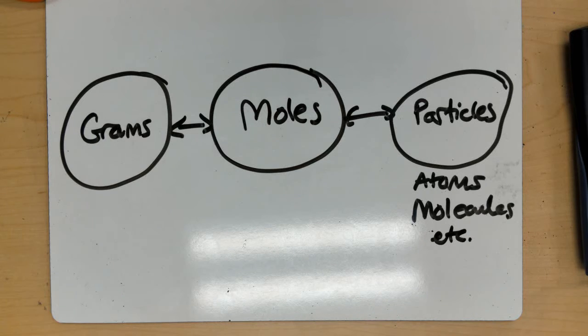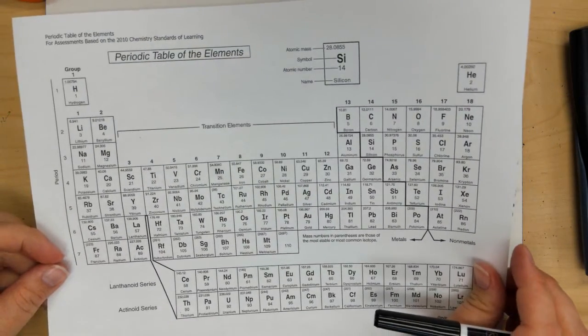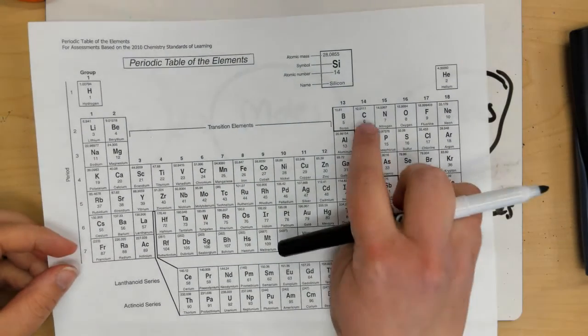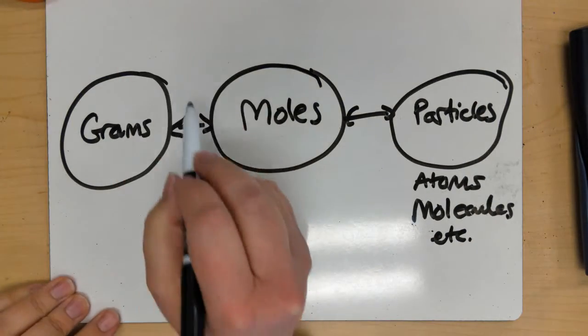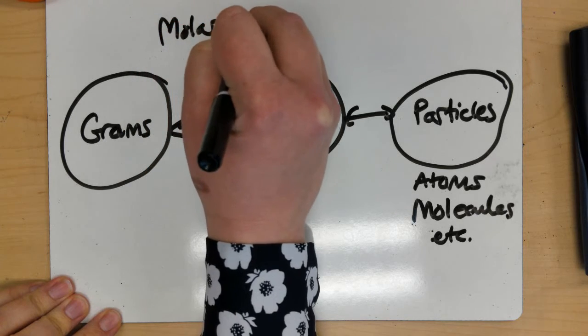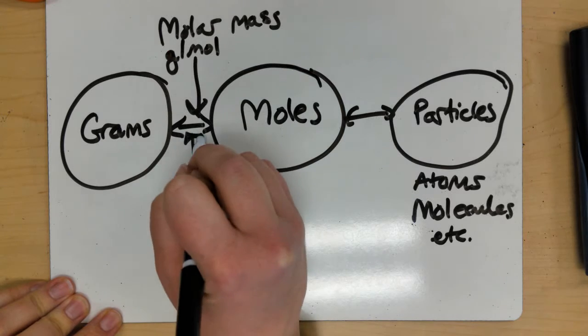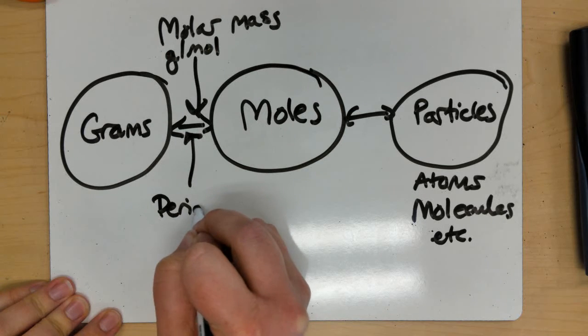Now, if we want to convert from grams to moles, for that we would need a periodic table. So our periodic table will give us the grams per mole for every element. For example, carbon has a mass of 12.01 grams per mole. So to convert in between these two, we use the molar mass in units of grams per mole, and we get that from the periodic table.